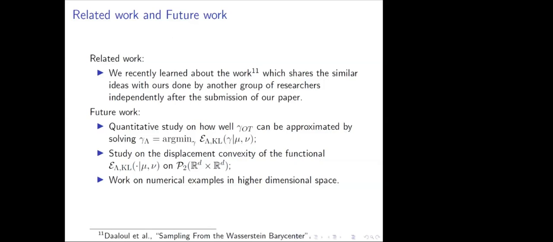For the future work, we want to proceed from three perspectives. First, we want to establish a more quantitative study on how well the original optimal transport plan can be approximated by solving our minimization of the functional. We also want to study the displacement convexity of this functional. We give some simple results about convexity, but displacement convexity would be more interesting. Finally, we will work on more numerical examples, especially higher dimensional cases, and probably include neural networks.